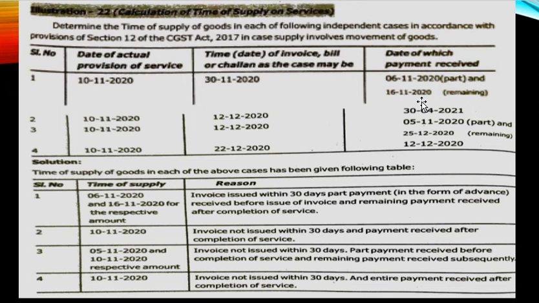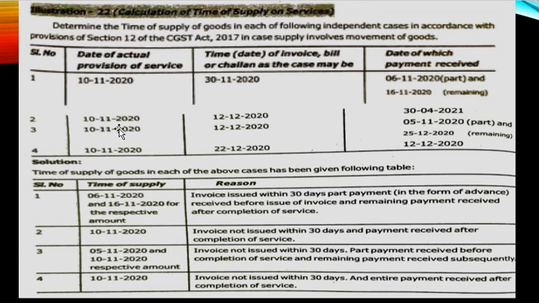made. The reason for it will be: invoice issued within 30 days, part payment in the form of advance received before the issue of invoice, and remaining payment received after completion of services. So as the invoice is issued within 30 days from the date of rendering services.